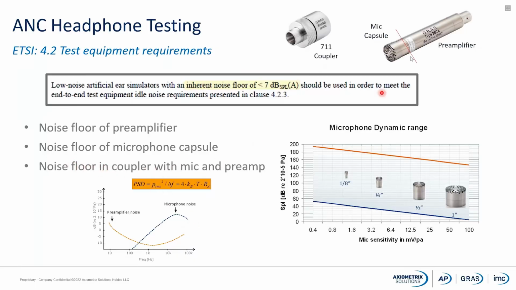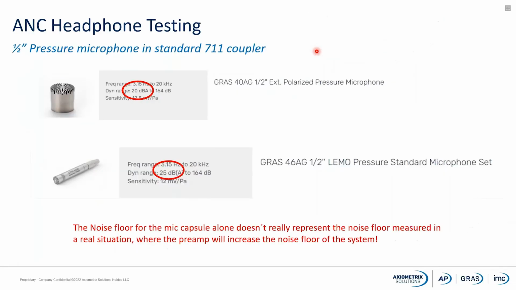Then in some cases, when the microphone capsule and preamplifier are placed inside an ear simulator like this 711 coupler we see up here, the noise figures could change as well. So we need to look at the specifications that the manufacturer is giving to us. Here's an example. The noise floor of a microphone capsule alone is 20 dBA, but in realistic situations, the microphone capsule will always be used together with a preamplifier. And when we consider the noise floor of the preamplifier and microphone capsule combination, the noise is increasing from 20 dBA to 25 dBA.